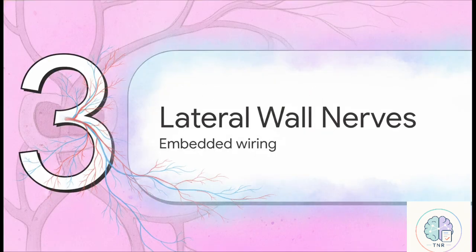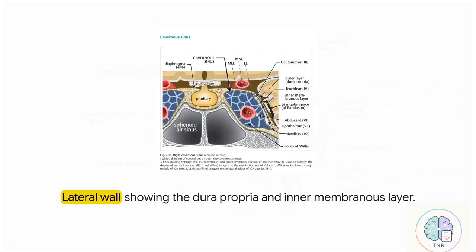All right, Section 3, nerves of the lateral wall. Let's orient ourselves to the lateral wall of the cavernous sinus. It is definitely not just a simple boundary. It's actually a dual-layered structure. You've got the thicker, tougher outer layer, which is the dura propria, and tucked right inside that is the inner membranous layer. And it's exactly within these layers that specific, absolutely vital cranial nerves reside, all stacked up vertically.